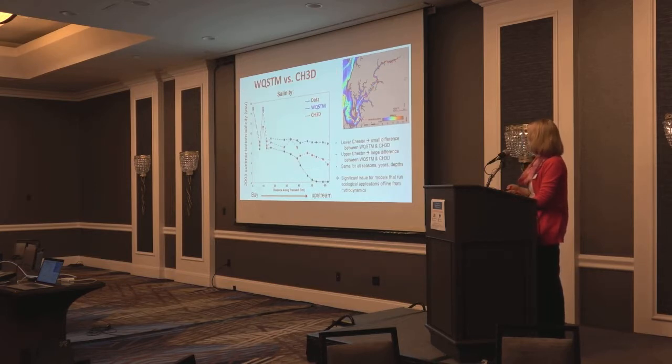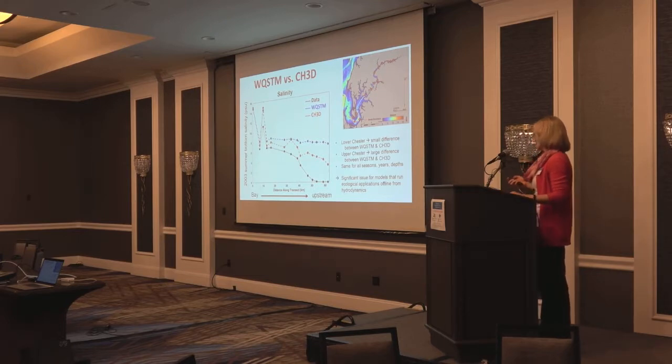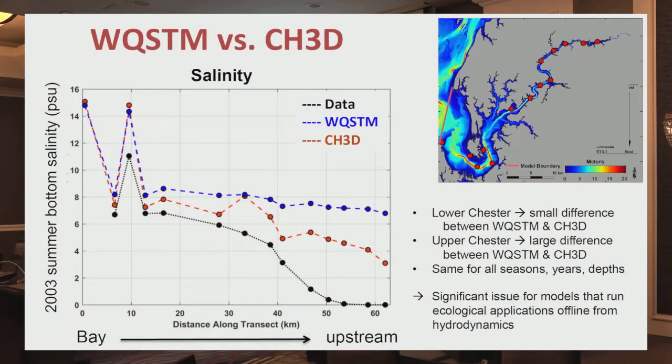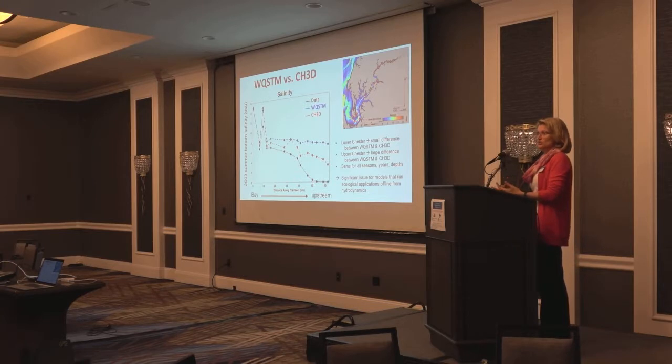So I want to digress for a short time before going on to talk about the hydrodynamic sensitivity experiments, and this is to look at a comparison. It turns out that the Bay Program actually has two estimates of salinity that were provided to us. One is from the hydrodynamic model that they use, called CH3D. The other comes from the water quality sediment transport model, which is essentially what's used for management decisions. CH3D has been tuned quite a bit, and that information is then fed into the water quality sediment transport model.